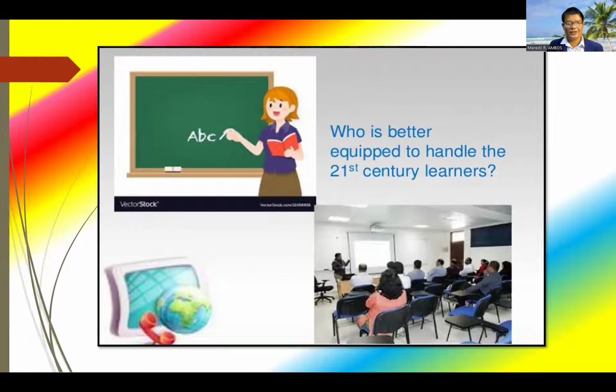21st century. So on the screen, you can see pictures, and we are going to compare the two pictures now: the picture at the top and the other one at the bottom. So the question is, who is better equipped to handle the 21st century learners? Probably many of you would say it's the bottom picture, or the lower portion.